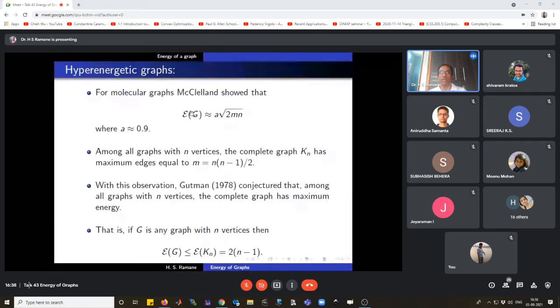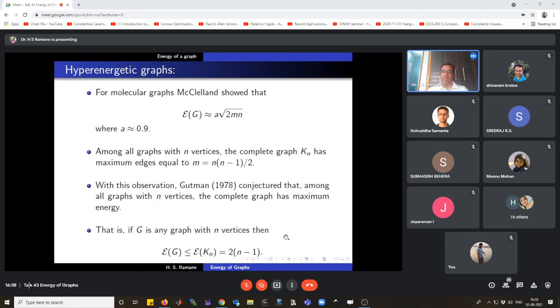Among all graphs with n points, the complete graph has the maximum number of lines. So this quantity is maximum when m is maximum, for a fixed n. It is more when m is more, and m is maximum only in the complete graph Kn, with n(n minus 1)/2 edges. With that observation, Walikar concluded that among all graphs with n points, the complete graph has the maximum energy. It means that for any graph G with n points, energy of G is less than or equal to the energy of a complete graph, which is 2 times (n minus 1).